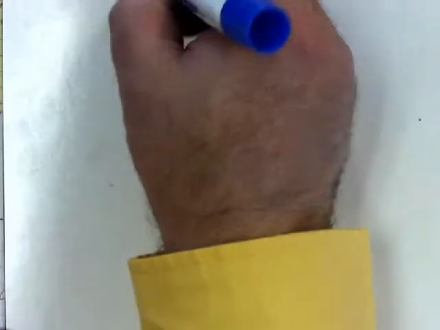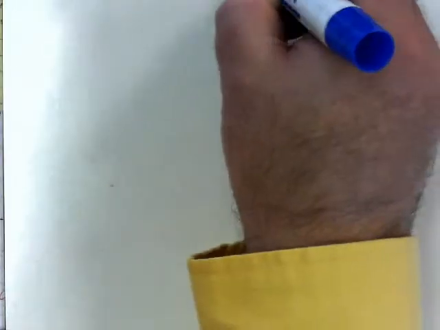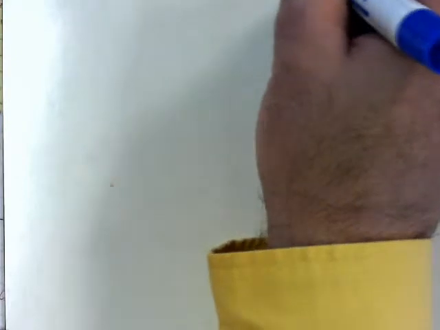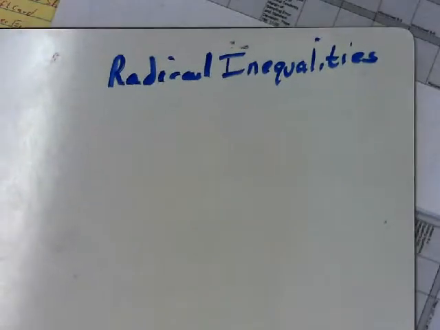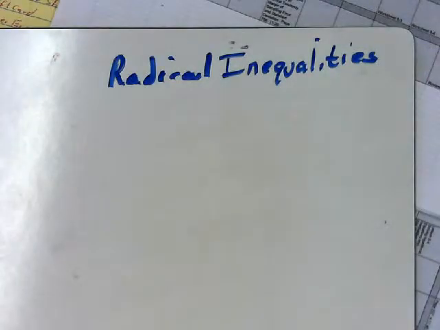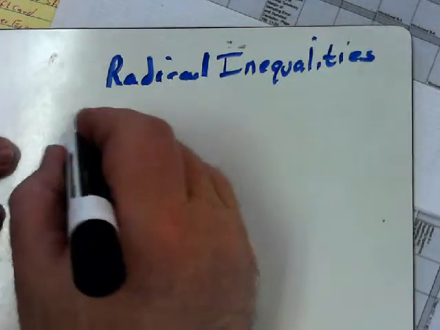Okay, yesterday we worked with equations. Today we're going to be working with radical inequalities. Two things that you have to do with a radical inequality. A radical inequality will look something like this.